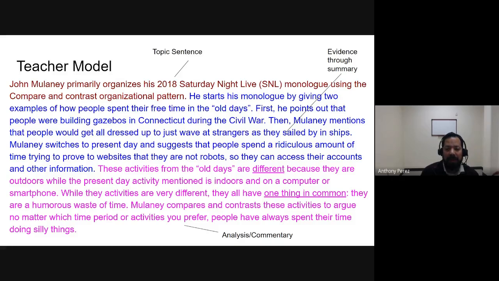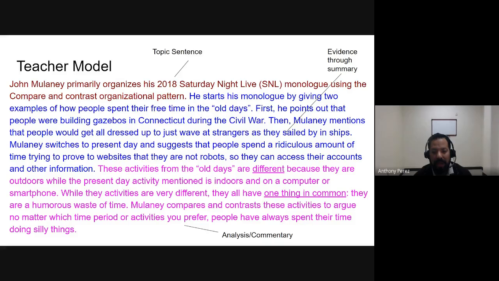He starts his monologue by giving two examples of how people spend their free time in the old days. First, he points out that people were building gazebos in Connecticut during the Civil War. Then Mulaney mentions that people would get all dressed up just to wave at strangers as they sailed by in ships. Mulaney switches to present day and suggests that people spend a ridiculous amount of time trying to prove to websites that they are not robots so they can access their accounts and other information.